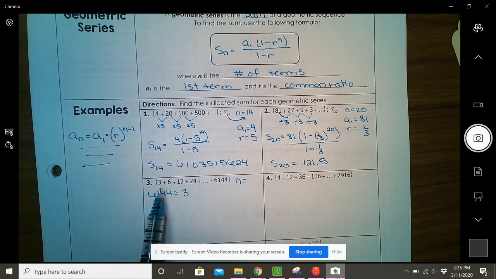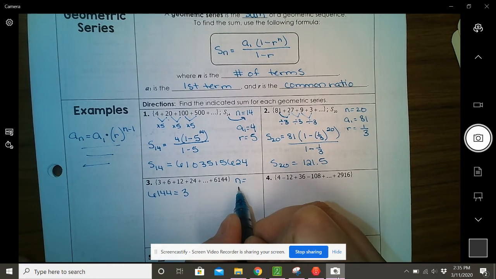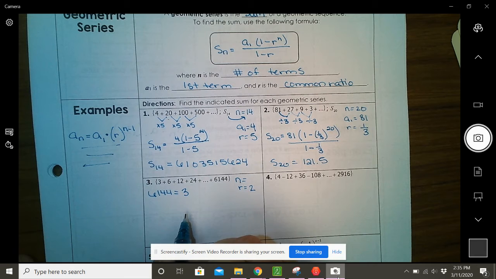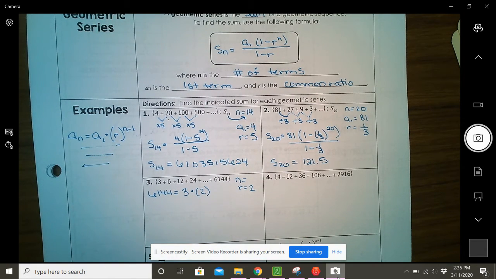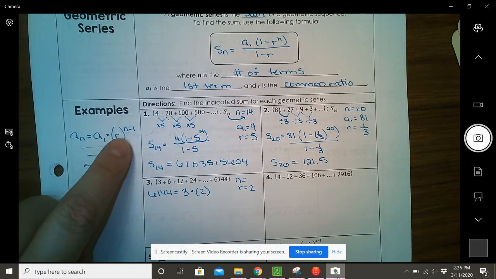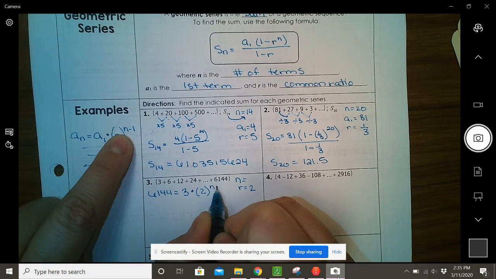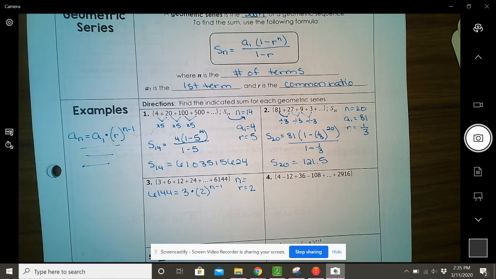Let's see what my ratio is here. To get from 3 to 6, I multiply by 2. To get from 6 to 12, I multiply by 2. So my R value is clearly 2. And I don't know what my n value is. That's what I'm trying to solve for. Okay, so I need to do a little bit of arithmetic here to solve.